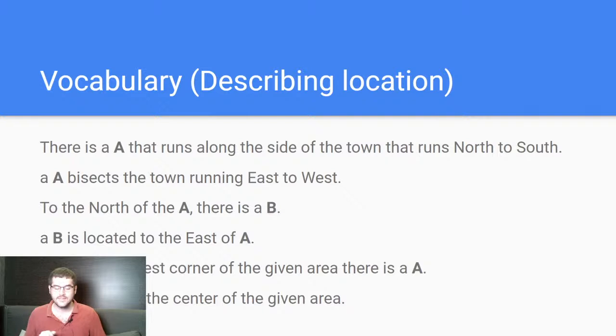All right. Next is A is located to the east of B. I've reversed them here. In the northwest corner of the given area, there is an A. Again, this is a great sentence frame for describing the area. Please use this instead of in the northern corner of the map. Ugh, disgusting, terrible. In the northwest corner of the given area, there is a lake. In the northwest corner of the given area, there is a car park. A is found in the center of the given area. Again, these are the phrases, these are the sentences you should use to describe this.